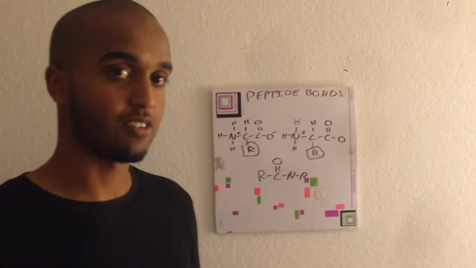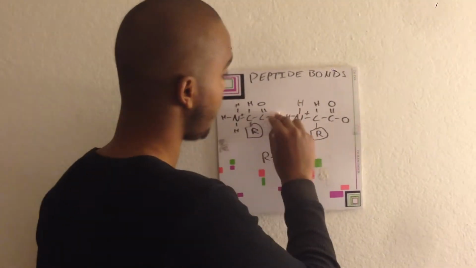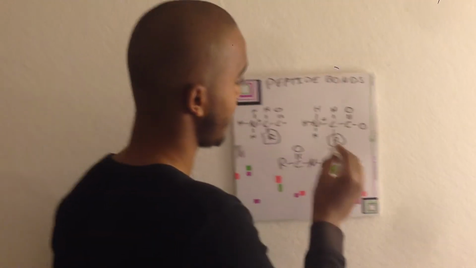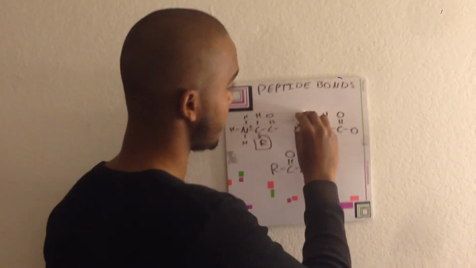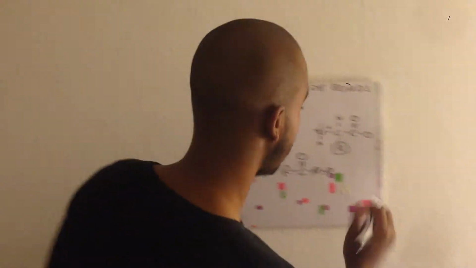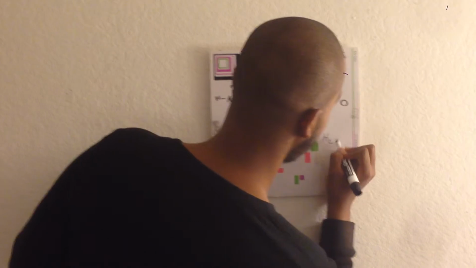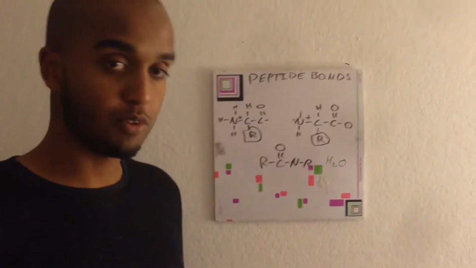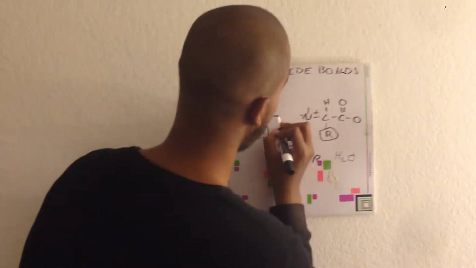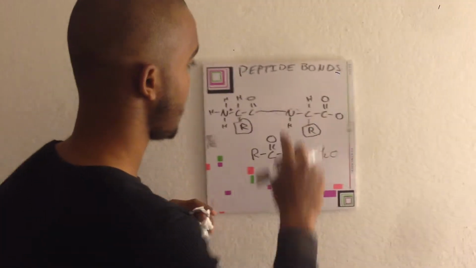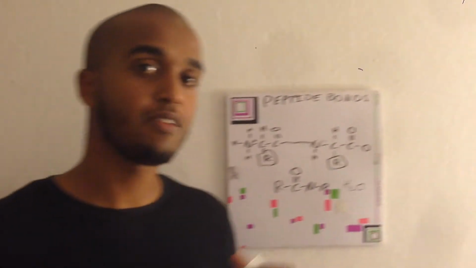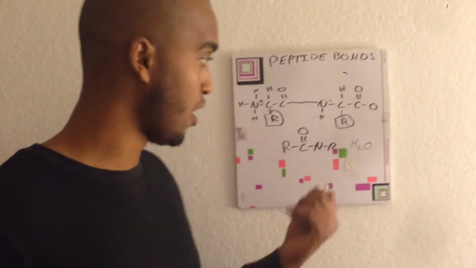So to begin, for step 1, you take the O off the left amino acid, then you take 2 H's off the right amino acid, forming H2O. For step number 2, you simply draw a line to connect the two. And now you have a dipeptide bonded by a peptide bond.